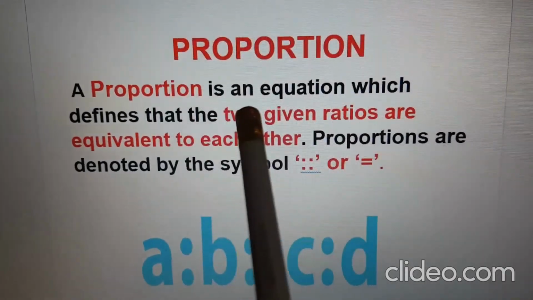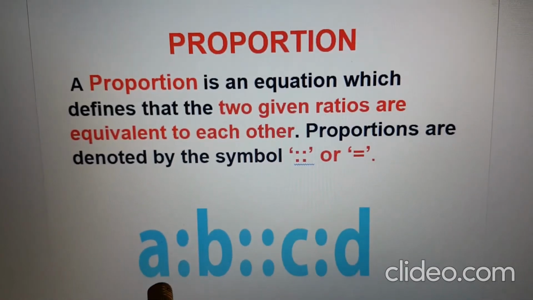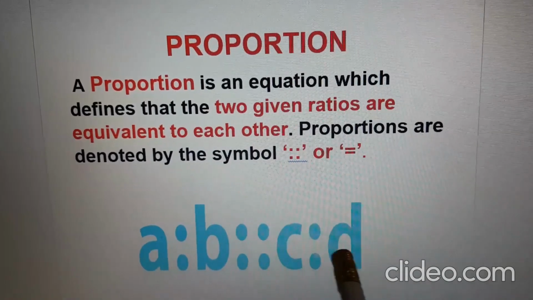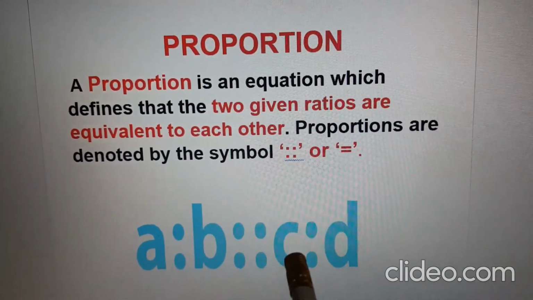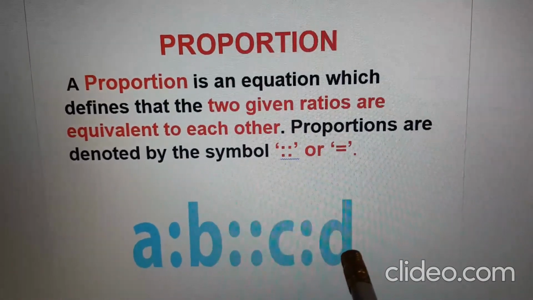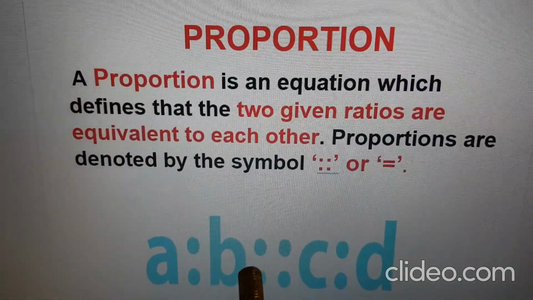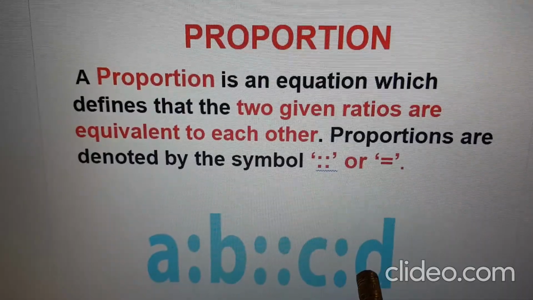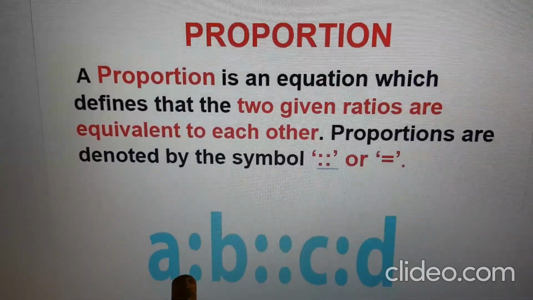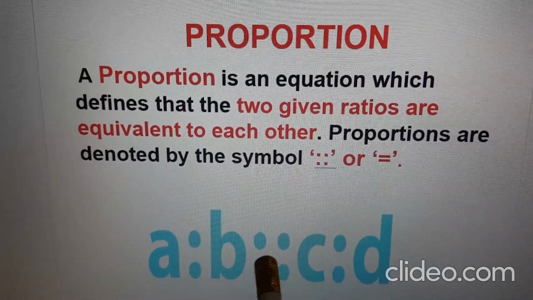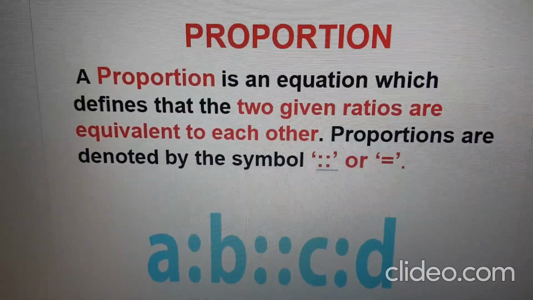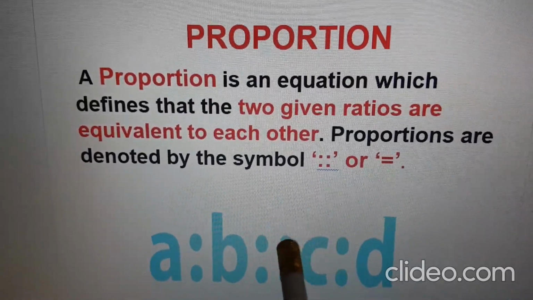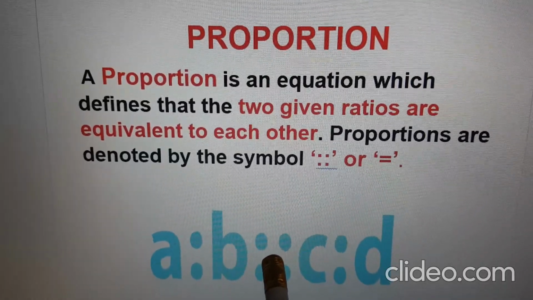Now we will learn what is proportion. Now 2 ratios are given, A:B and C:D. When A:B is equal to C:D, means A:B is equivalent to C:D, then we can say these ratios are in proportion. This is the sign of proportion.